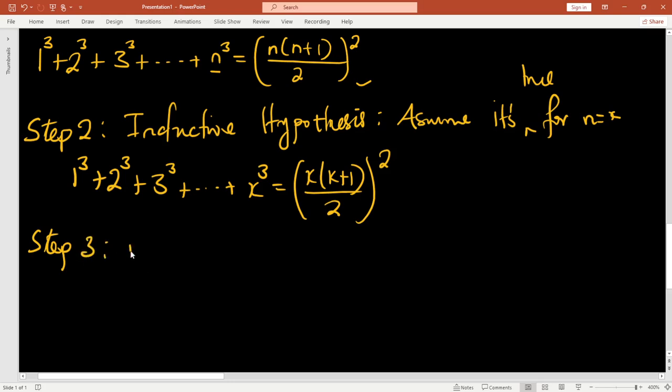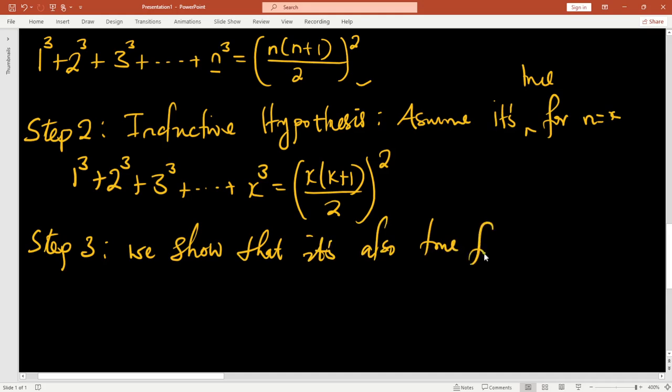So step number 3 now, we show that it's also true for n equals to k plus 1. Meaning that if we add the new term to the already existing terms, the statement should still remain true. So we're going to have 1 cubed plus 2 cubed plus 3 cubed plus the k term, plus now if this is the k term, n equals to k, then we also need a term for n equals to k plus 1. Where there's n, we substitute with k plus 1.